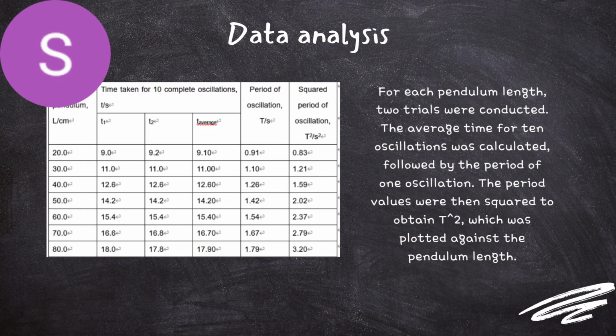For the data analysis part, in this experiment, for each pendulum length, two trials were conducted. The average time for 10 oscillations was calculated, followed by the period of one oscillation. The period values were then squared to obtain T squared, which was plotted against the pendulum length.